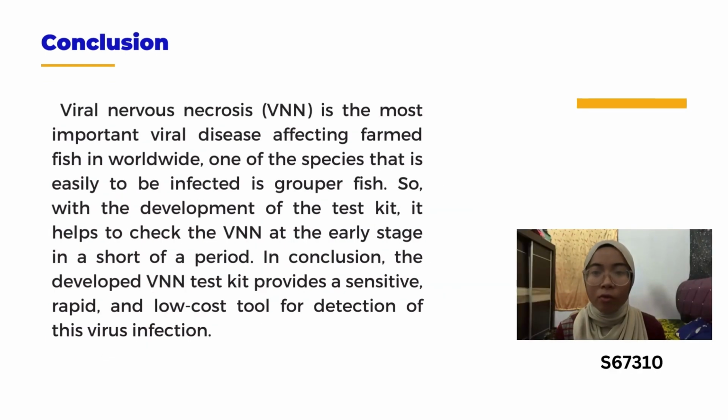To conclude, viral nervous necrosis (VNN) is the most important viral disease affecting farmed fish worldwide. One of the species that is easily infected is the grouper. So, the development of the test kit helps to check for VNN at an early stage in a short period. In conclusion, the developed VNN test kit provides a sensitive, rapid, and low-cost tool for detection of this virus infection. Thank you.